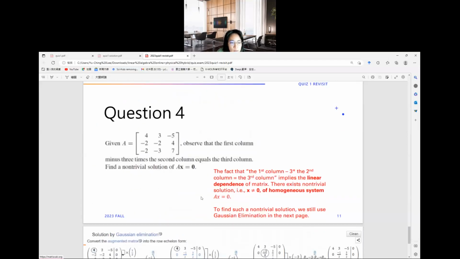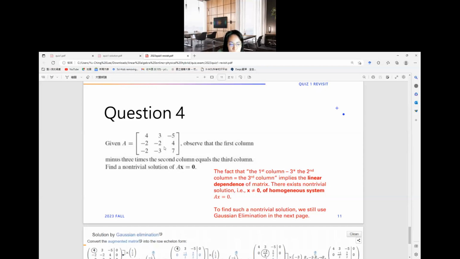Question 4. We are given a matrix A, and it's stated in the question that we already know that the first column minus 3 times the second column will be equal to the third column. And this fact implies a property called linear dependence of the matrix columns.